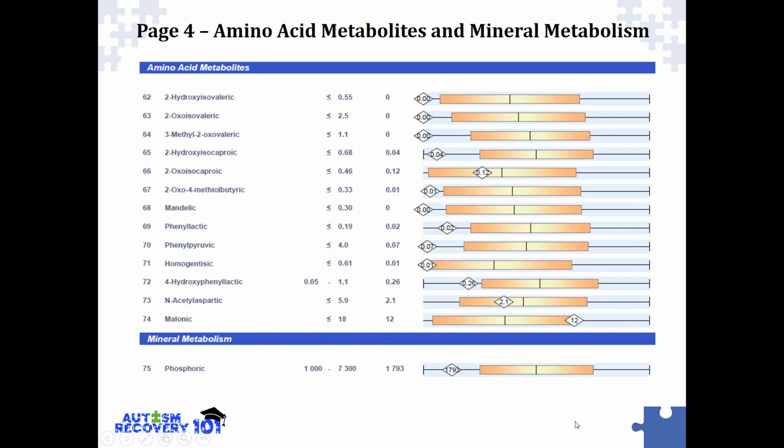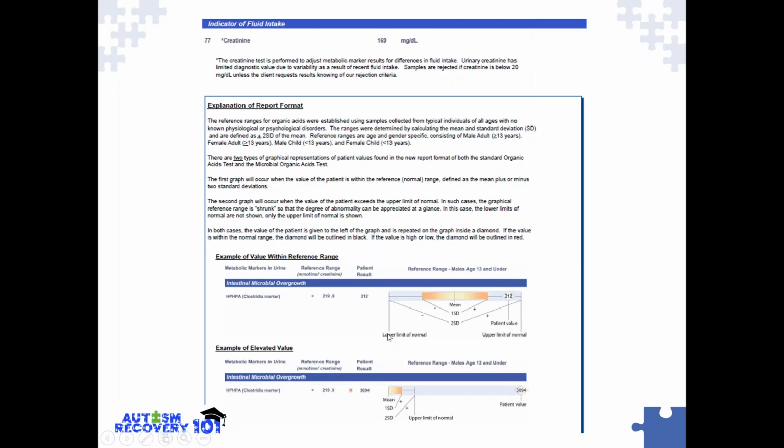And then phosphoric often is normal. Sometimes we see it low to low normal, which seems to correlate fairly strongly with a need for additional vitamin D. So I'll talk about that towards the end as well.